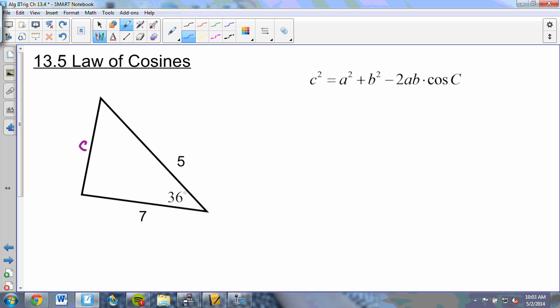When we have our unit test, are we going to get a paper like we did last time? So we're going to need them. All you really have to know is law of sines, law of cosines, symmetry. No paper.